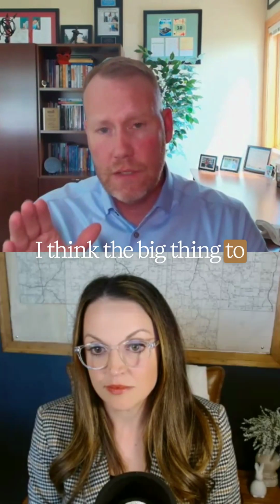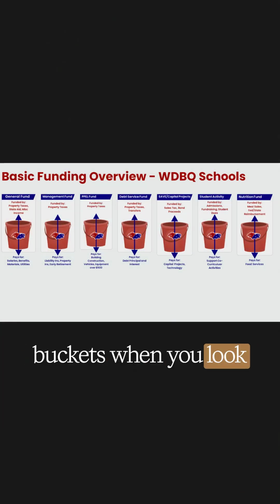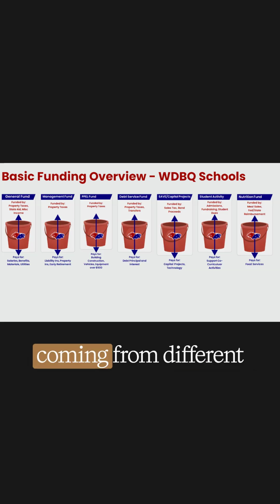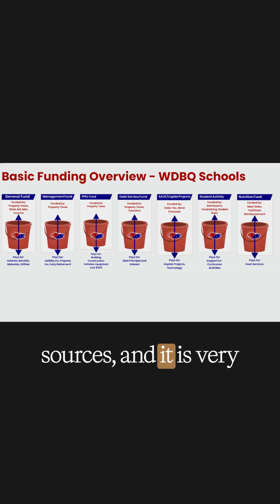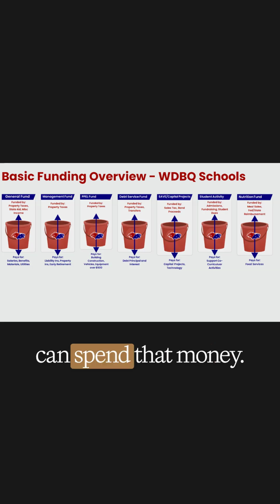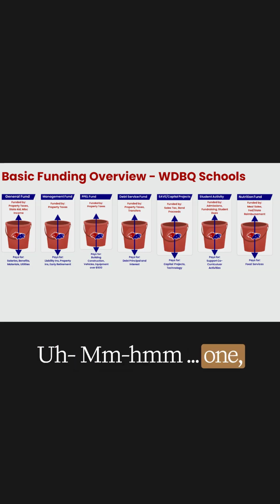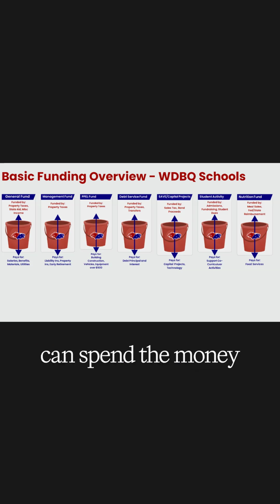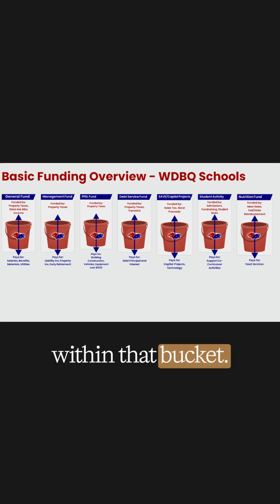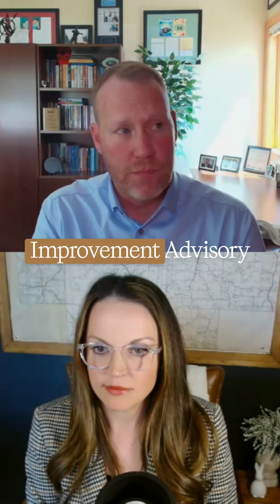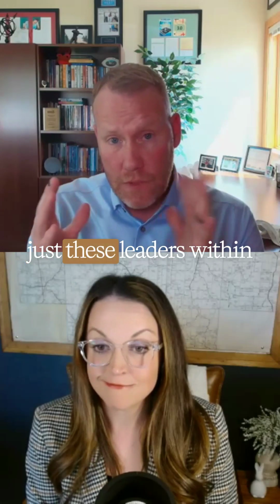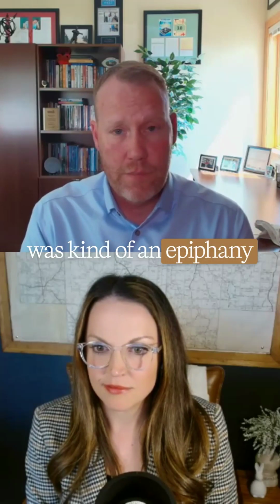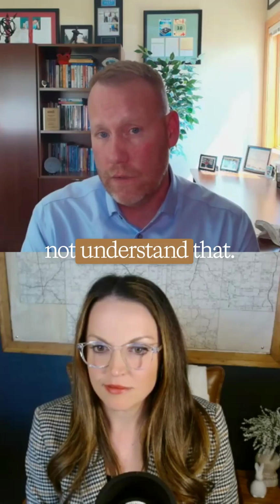I think the big thing to think about within these buckets when you look at this visual is there's different funding coming from different sources, and it is very restrictive of where you can spend that money. One, how that bucket, so to speak, is generated, and then how you can spend the money within that bucket. We had talked about that in our school improvement advisory committee meeting with these leaders within our school communities. And it was kind of an epiphany, because most people do not understand that.